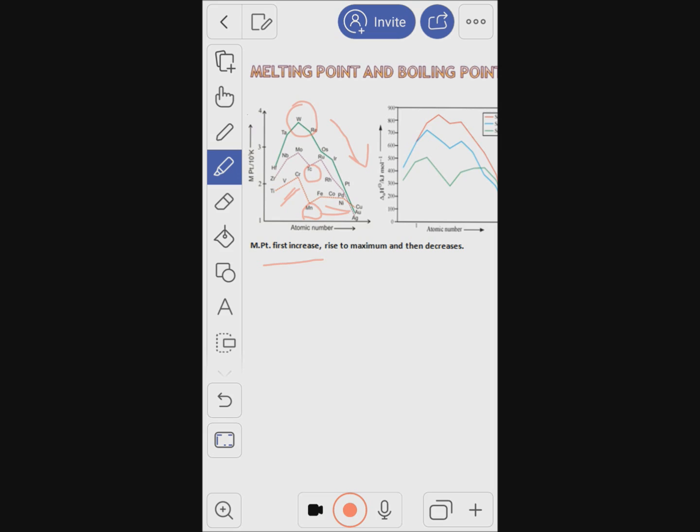The reason behind this is the number of electrons increases. When the atomic number increases, the number of electrons also increases. As in case of chromium, its electronic configuration is 3d5 4s1, which is exactly half-filled configuration, and it forms a strong bond. Due to the exactly half-filled configuration, it forms a strong bond and its melting point is higher.